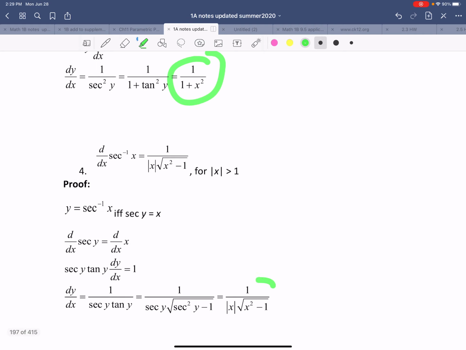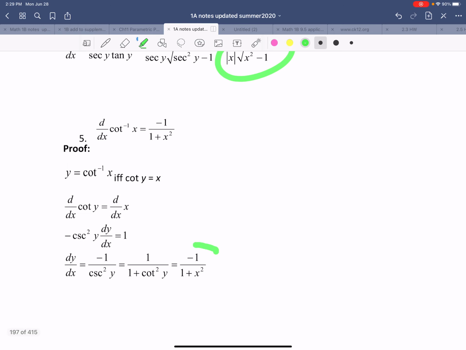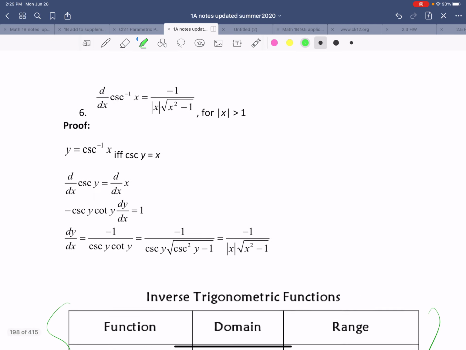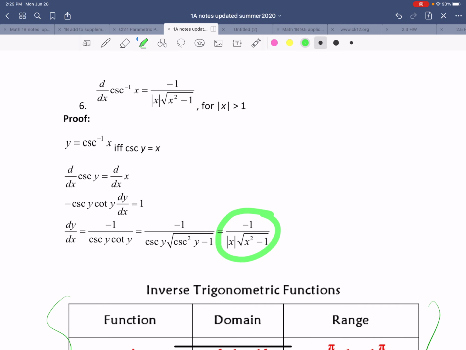The derivative for secant inverse x turned out to be 1 over the absolute value of x times the square root of x squared minus 1. The derivative of cotangent inverse x would be negative 1 over 1 plus x squared. The derivative of cosecant inverse x would be negative 1 over the absolute value of x times the square root of x squared minus 1.